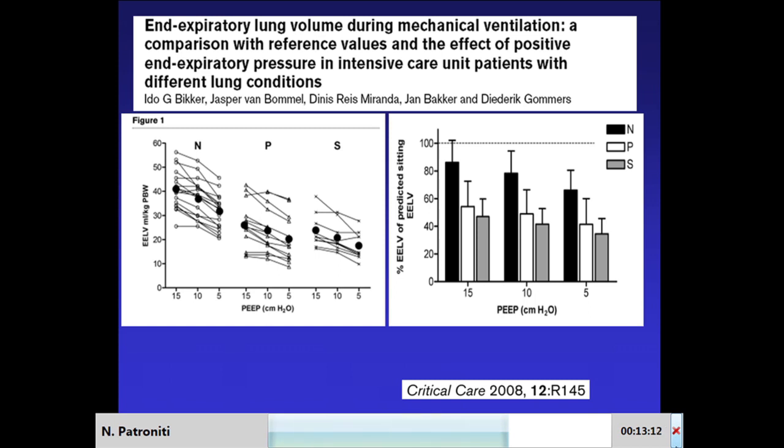In this work by Becker, different patients, normal, primary RDS, secondary RDS, different PEEP levels. Of course, decreasing the PEEP, lower end expiratory lung volume. The sicker the patient, the lower the end expiratory lung volume.